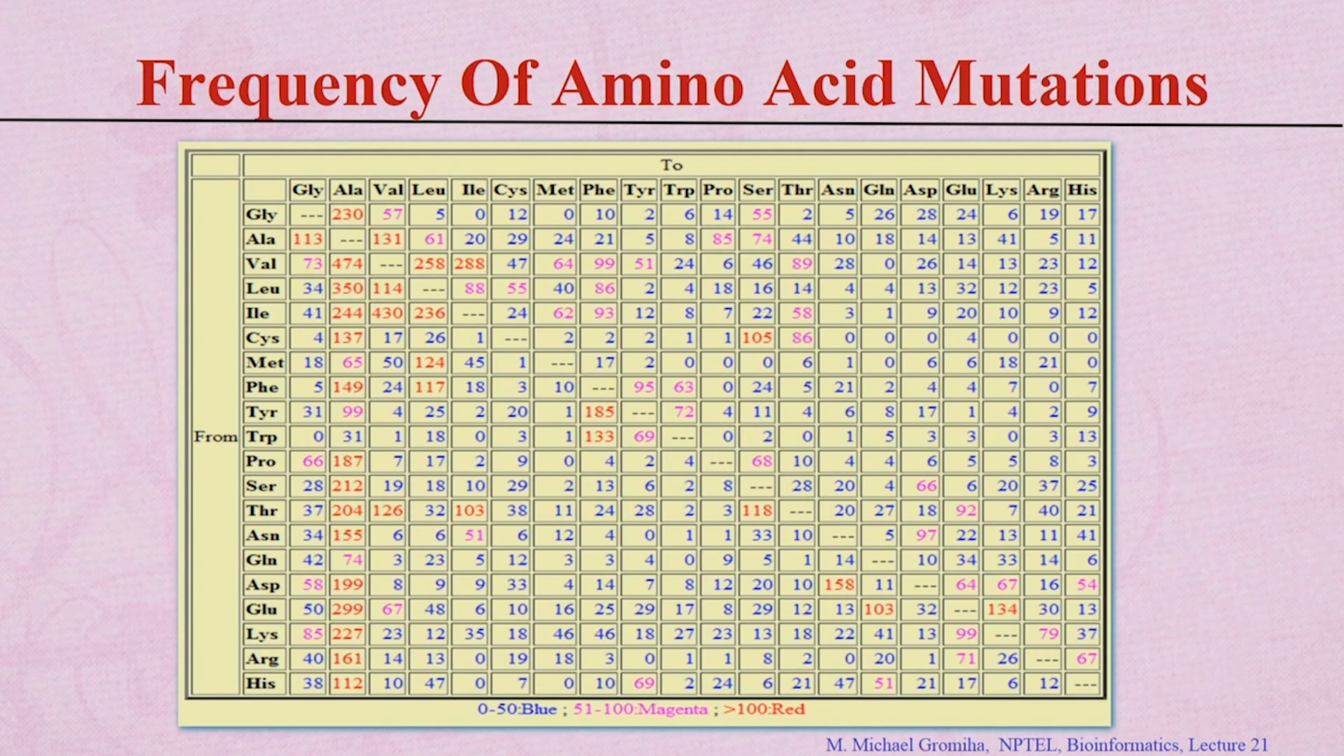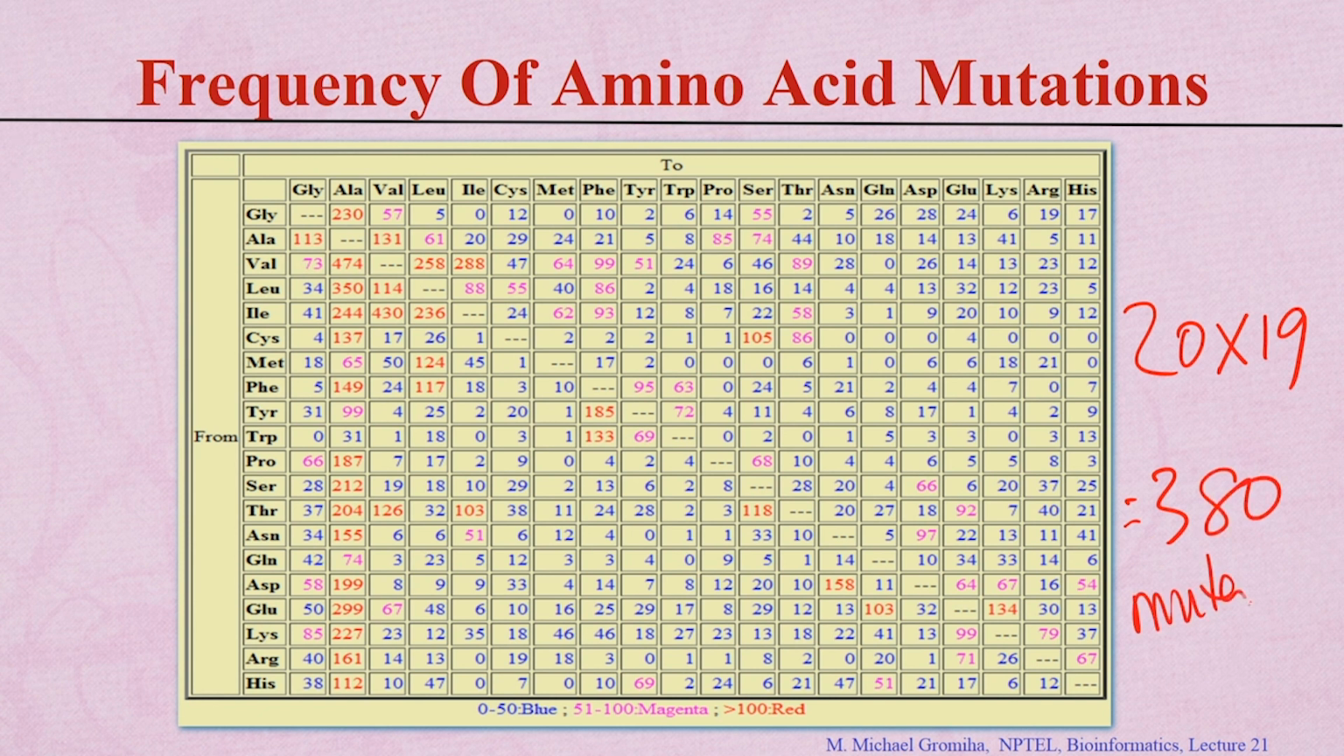So, now we see the mutations, right. For example, if alanine is mutated to valine, alanine mutated to glycine. So, this is showing the frequency of mutations. Here, totally how many mutations are possible? 20 into 19, which is equal to 380 mutations, right. Then, for glycine mutated to alanine, glycine to valine, and so on.